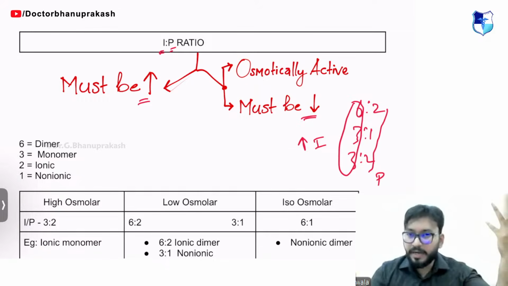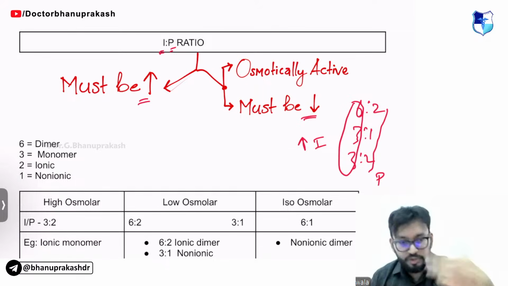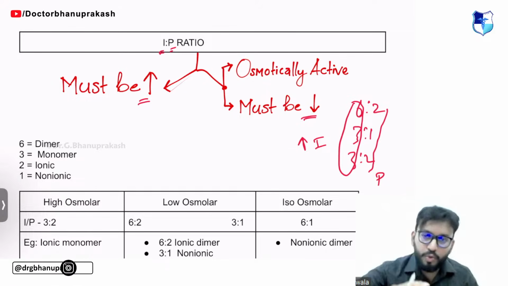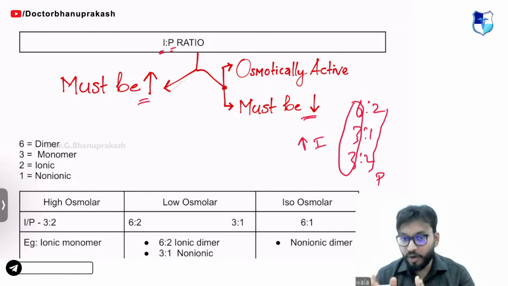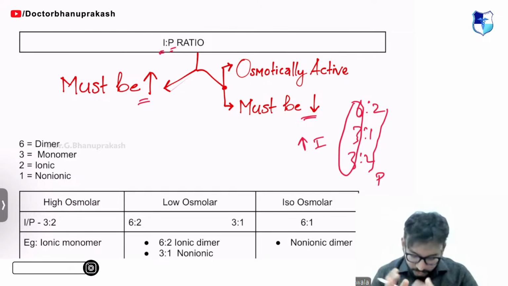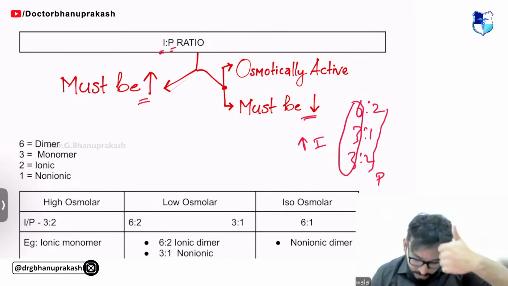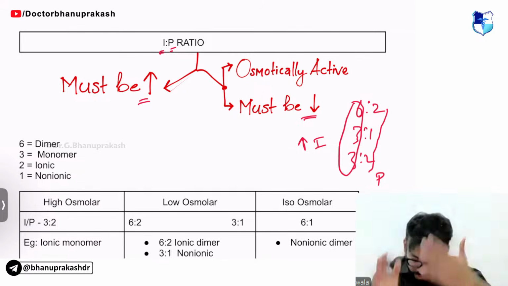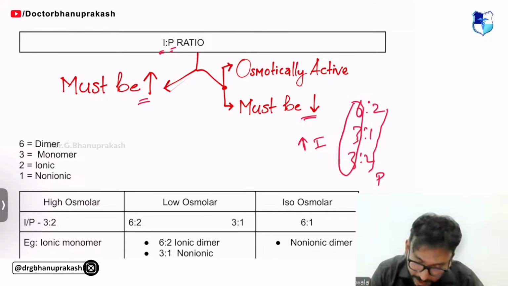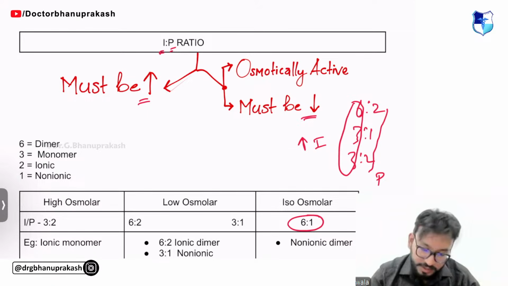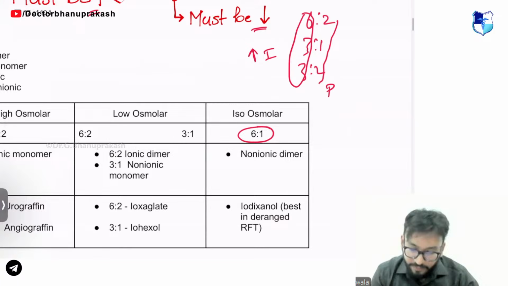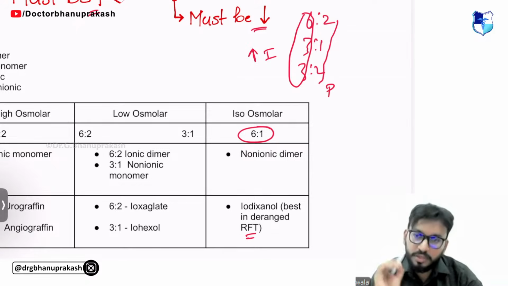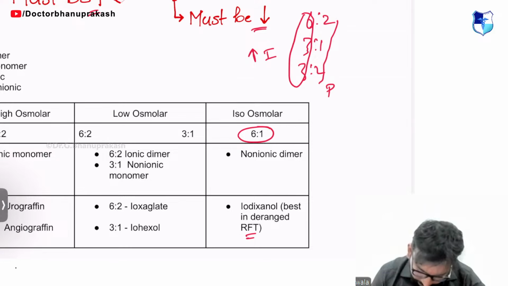Iodine has to be more, particle has to be less. So iodine is usually represented by 6 and 3, and particle is usually by 2 and 1. So the best will be what, guys? The best will be highest iodine, which is 6, and lowest particle, which is 1. So 6:1 will be my best contrast, and it is a contrast of choice, especially if the renal function is deranged. This is iodixanol. Iodixanol is the best contrast that I have.